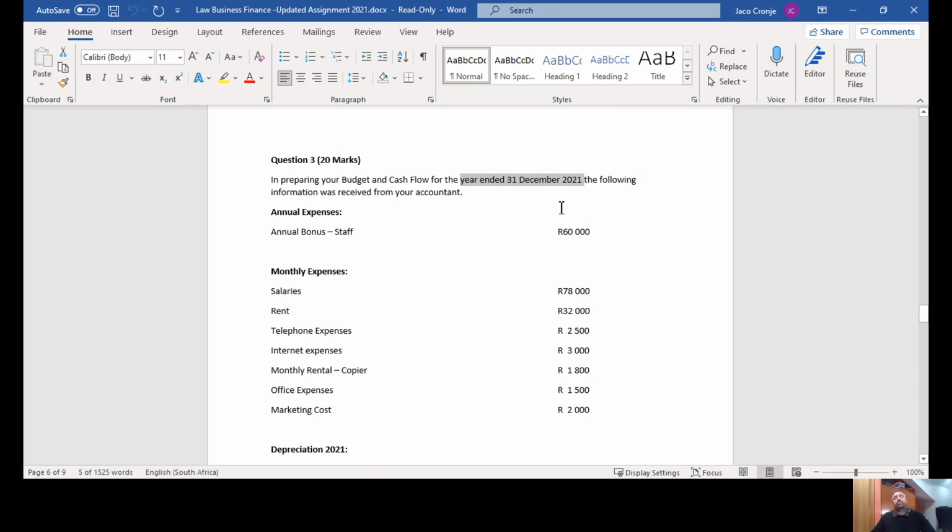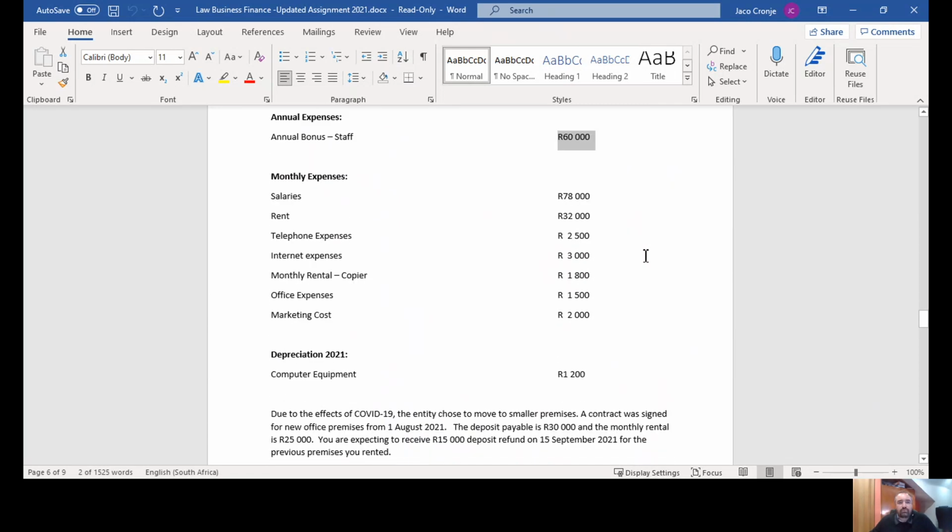So in this, for purposes of answering this, you need 12 columns. You've got to do from January to December. Okay, so let's have a read through the expenses. So we've got an annual bonus for staff of 60,000 Rand. Now, like in the example, we're going to break that down on the budget and divide it by 12 and show it each month. And we don't yet know what's happening on the cash flow side. We don't know when we're paying that bonus. So we'll have to wait before we can do the cash flow.